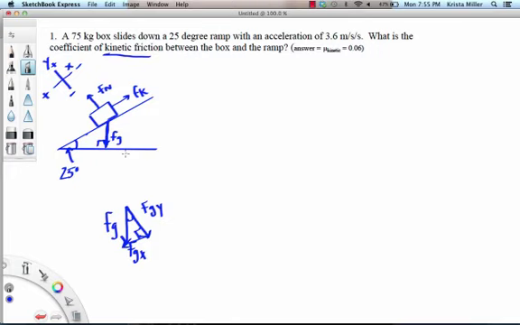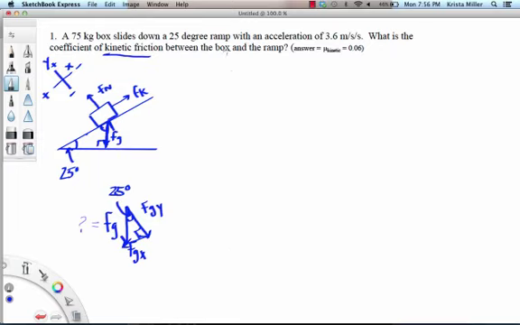90 minus 25 is going to give you 65 degrees. So if this is a 65-degree angle, that means the angle on the other side here, if we make it a 90-degree angle, has to be 25. So again, we're working with a 25-degree angle right there. So what that means is, if we're going to figure out force of gravity in the y and force of gravity in the x, that should be pretty simple if we know what the force of gravity is. And we can find that.